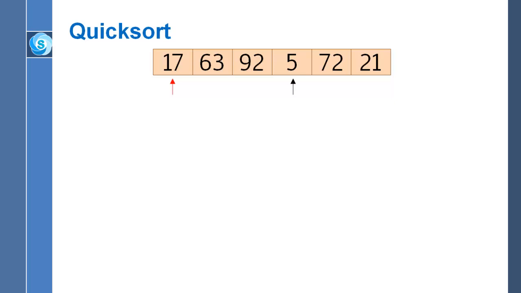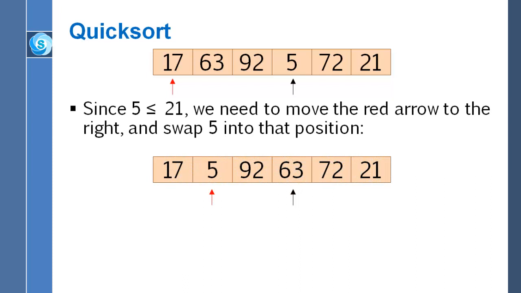Okay, so 5 belongs in the first portion of the array, and we're going to have to do a swap in order to get it there. Specifically, we advance the red arrow so that it points to 63, and then we swap the 63 and the 5. Okay? So there's the situation after the swap.